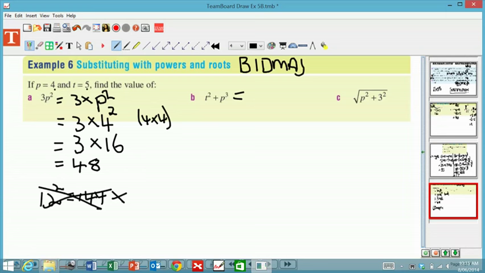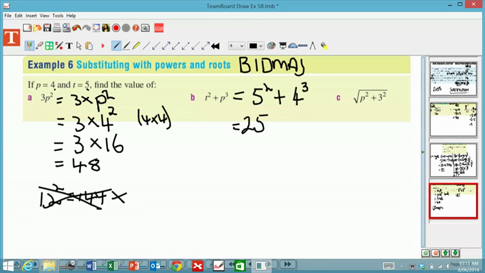Here, t squared. So now we've got 5. So instead of t, we put 5 squared plus p squared, which is 4 cubed. Okay, 5 squared and 4 cubed. 5 squared is 5 times 5, which is 25. Please don't do 10. You guys need to get beyond that part now.